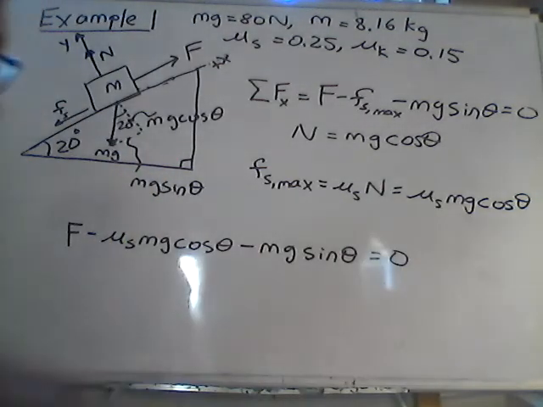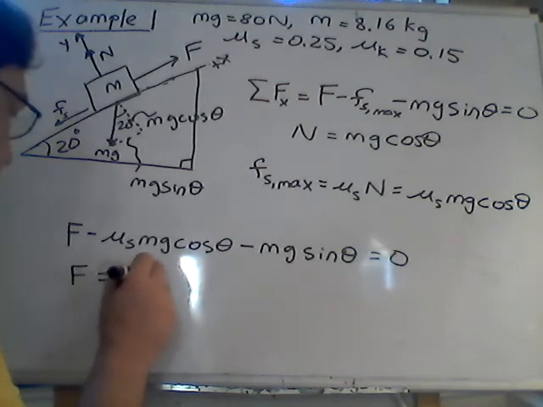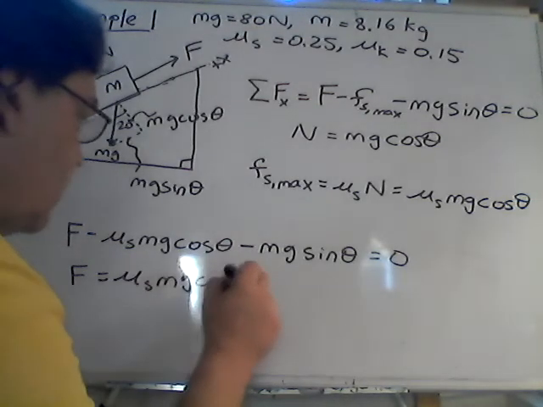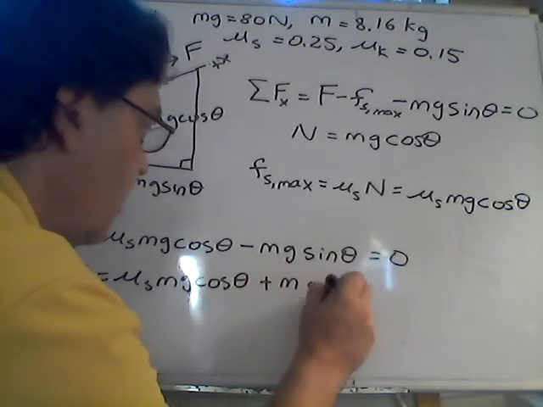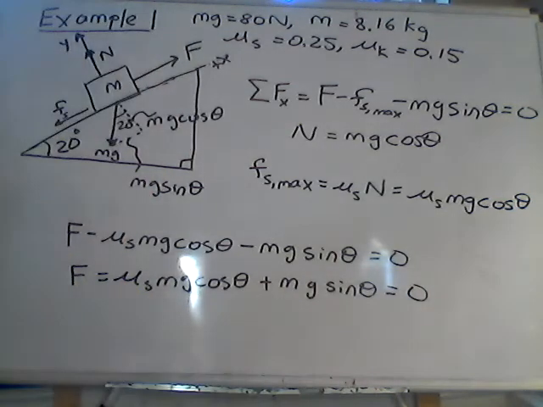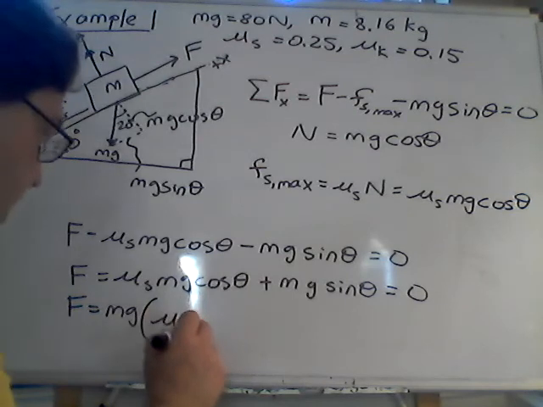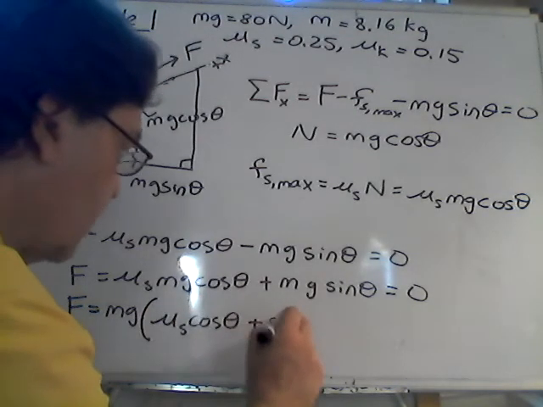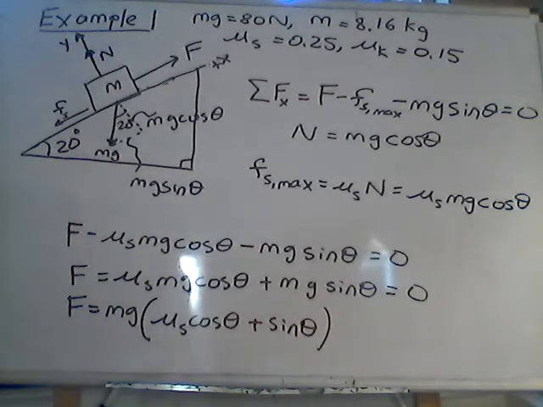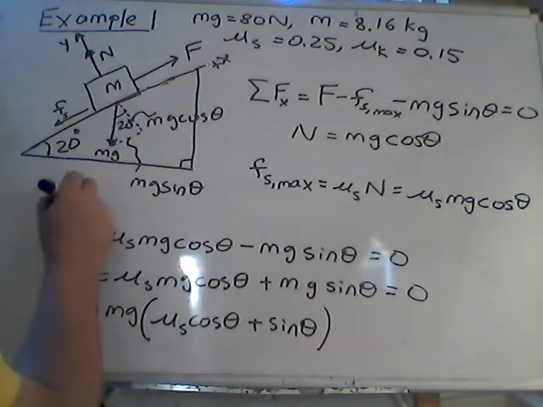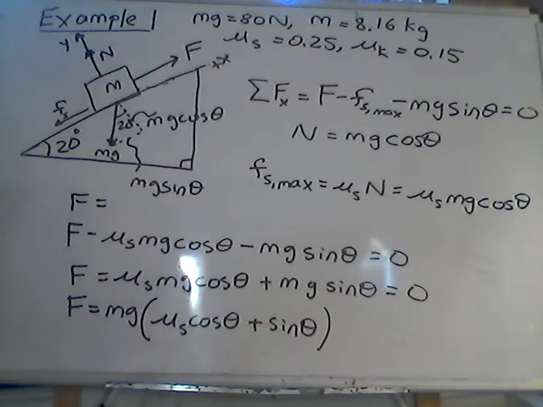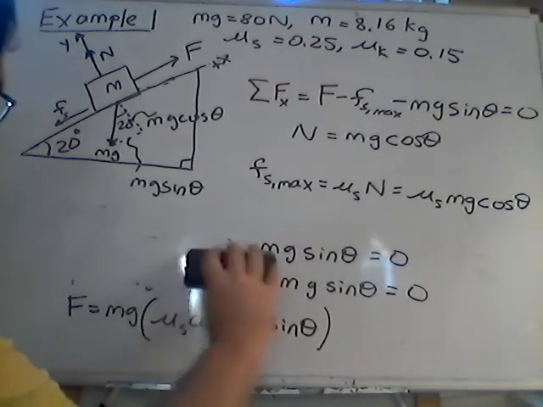I'm going to throw everything on the other side. F is mu sub S mg cosine of theta plus mg sine of theta. And I can pull out the mg. F is mg times parentheses, mu sub S cosine of theta plus the sine of theta. And now I'm ready to write a final equation on this. Let me just erase a few things here. Again, you've got this algebra, running out of space.